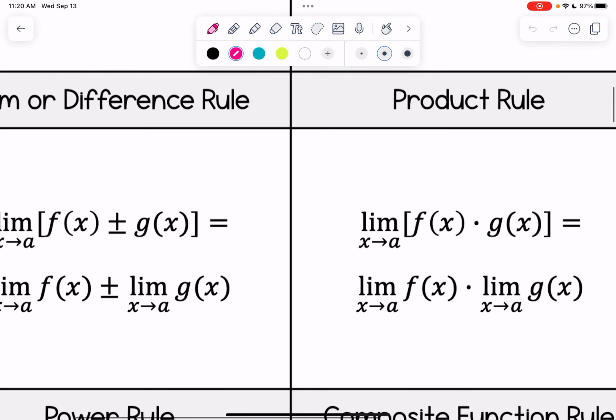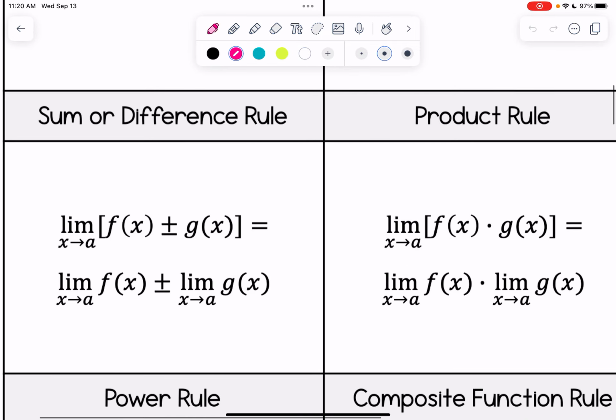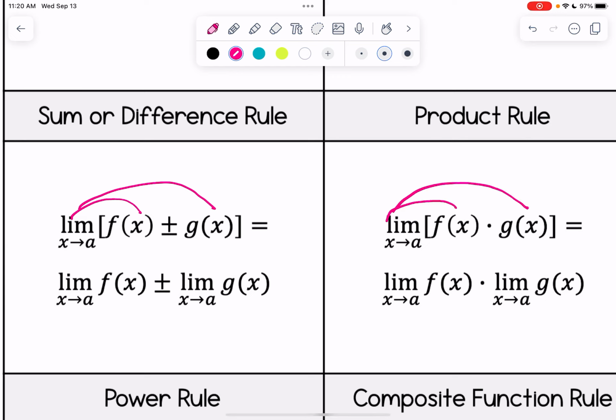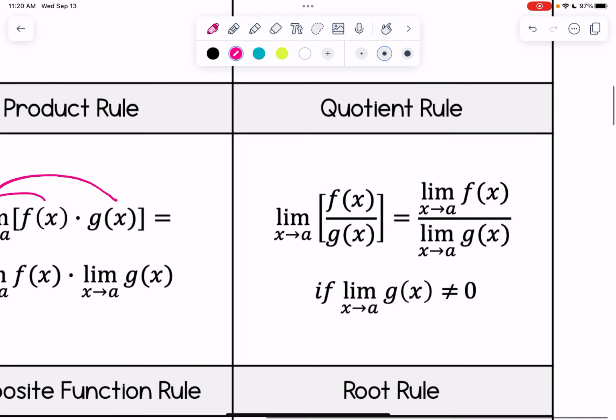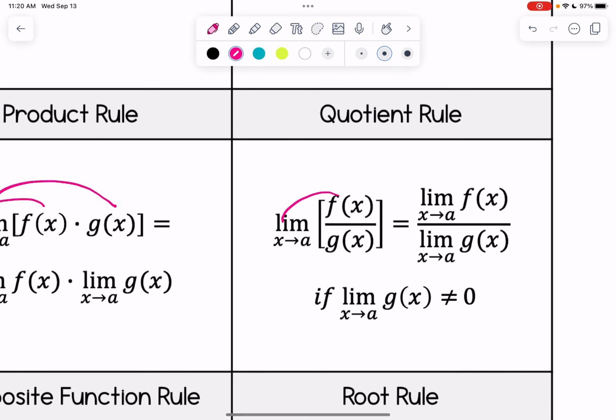The product rule, very similar to that. It's almost like we're distributing. This is how I look at all of these. It's like we're distributing the limit across whatever's happening to the functions, whether it's addition, subtraction, multiplication with the product rule, or division with the quotient rule. Okay, so again, I think about those all as the distributive property.